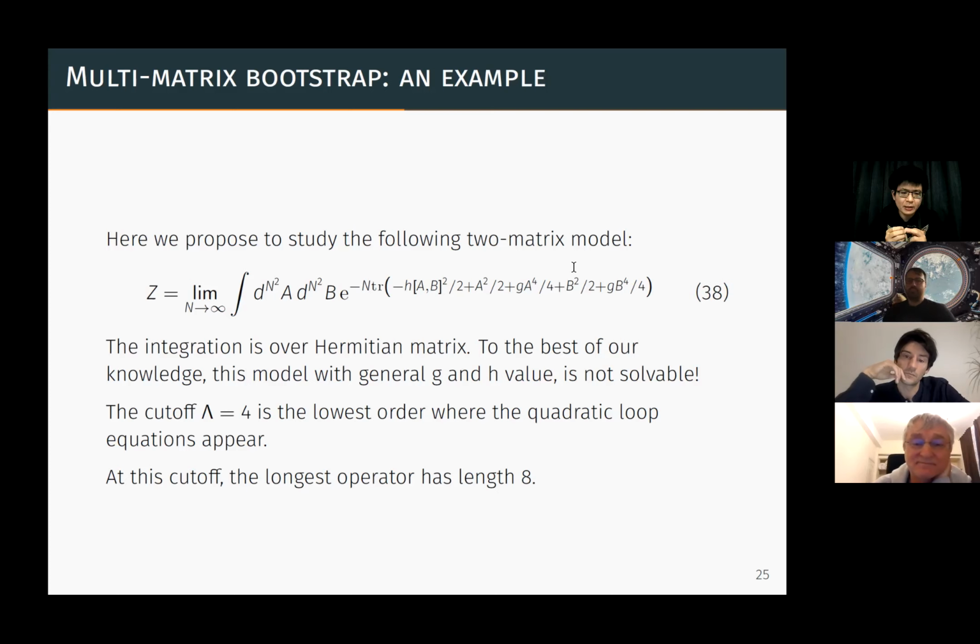Here we pick cutoff equals 4. This is the lowest order where the quadratic loop equation appears. At lower cutoff, there is only the linear loop equation. At this cutoff, the longest operator has length 8.